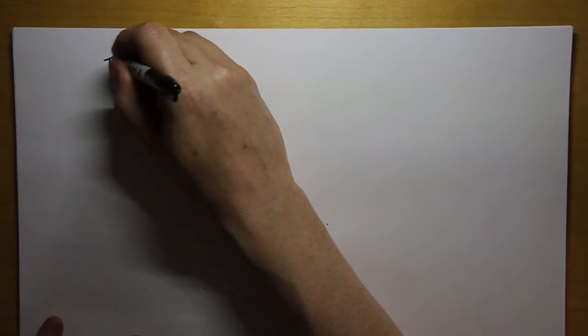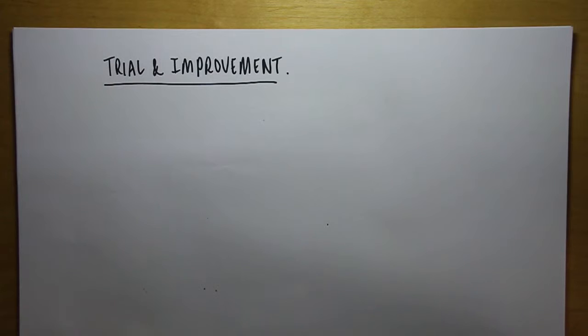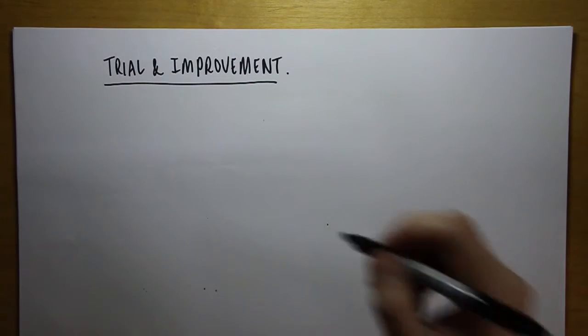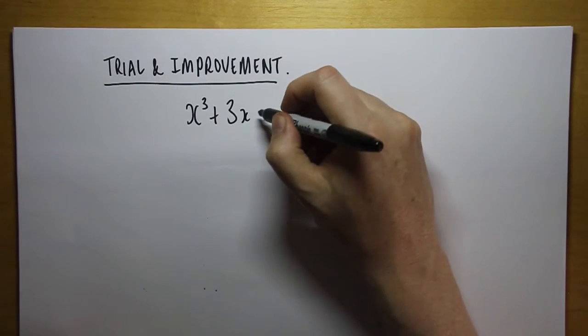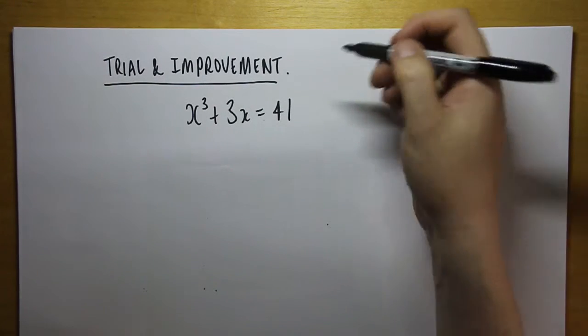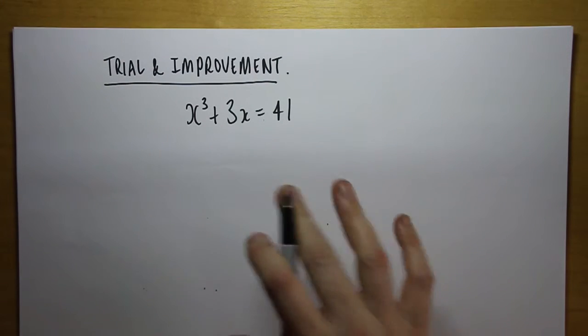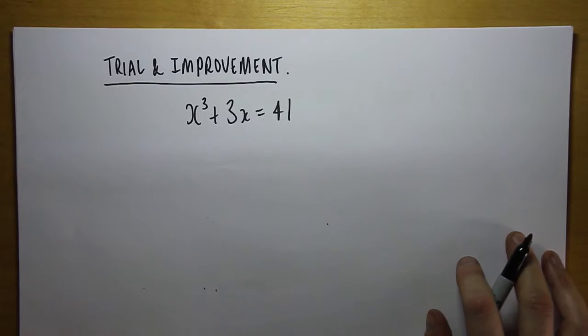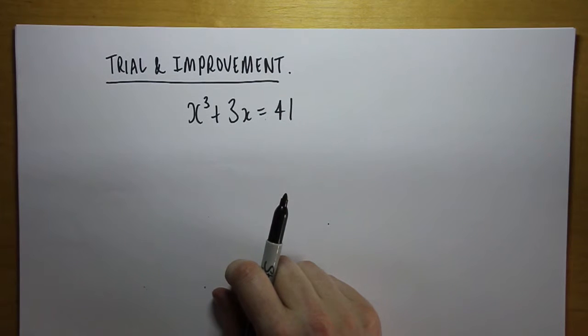Okay, this video is about a maths method called trial and improvement. So if we're presented with an equation such as this one, x cubed plus 3x equals 41. Now we're used to being presented with equations and given a number of options for solving them. And this one is a different method. It used to be called trial and error. As the name suggests, it's based on guesswork.